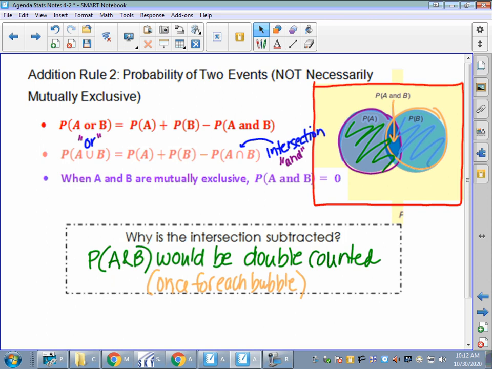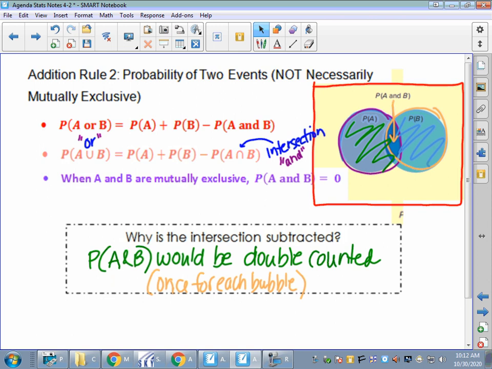So when A and B are mutually exclusive, if the bubbles don't overlap, then the overlap is 0. So if you're not sure, treat them as not mutually exclusive, because if you subtract 0, then it's really not a big deal. It doesn't change anything. But remember, this is not mutually exclusive. So they do overlap. They can happen at the same time. Going back to that example, maybe bubble A is drawing a heart, and maybe bubble B is drawing a face card, right? There is an overlap. It could happen.